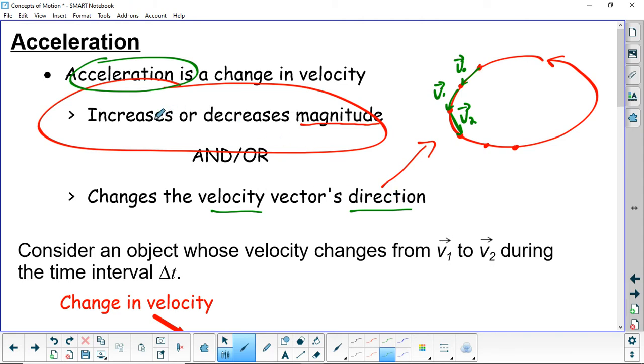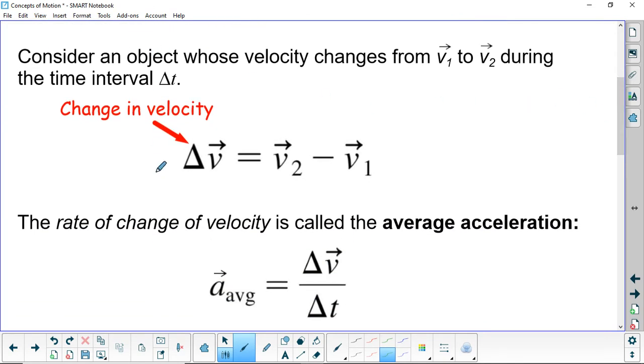Right now, we just want to stay with increases and decreases in magnitude, and we're going to stay in one dimension. So we're going to keep this very simple to try to do our motion diagrams with. And we want to add vectors here. Acceleration is a vector. So here's what acceleration is. Consider an object whose velocity changes from v1 to v2. So we have a change in velocity. And right now, just think of v1 and v2 getting bigger, speeding up, or smaller, slowing down.